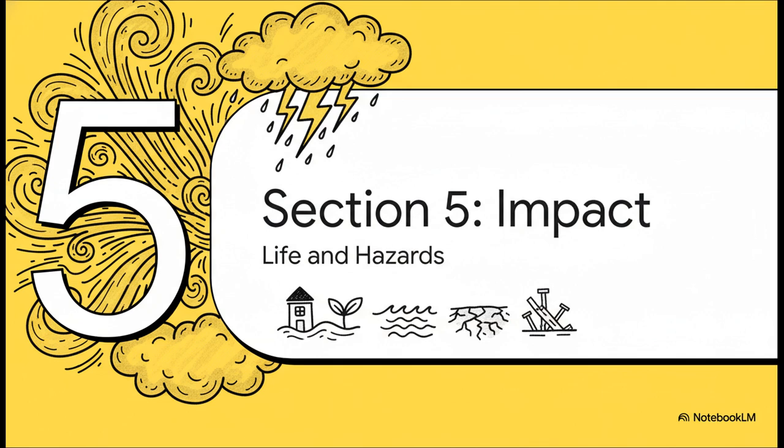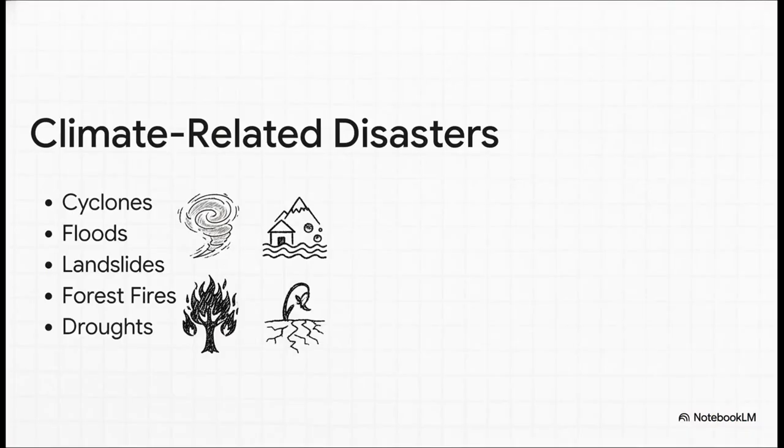All right, so we've got the science, but what does this all actually mean for people? This climate isn't just some topic in a textbook. It shapes our entire way of life, and it can bring some pretty serious dangers, too. Yeah, the flip side of having such an amazingly diverse climate is that it can also be incredibly destructive. For your exam, you should definitely know the major hazards. We're talking cyclones, floods, landslides, forest fires, and droughts.